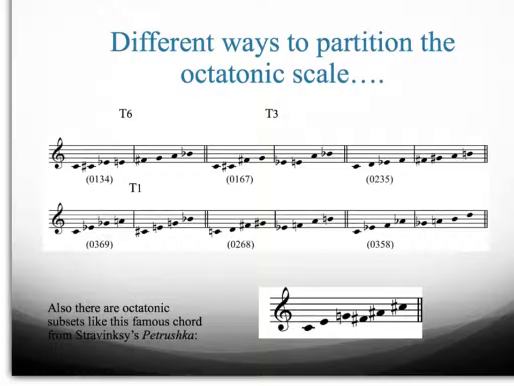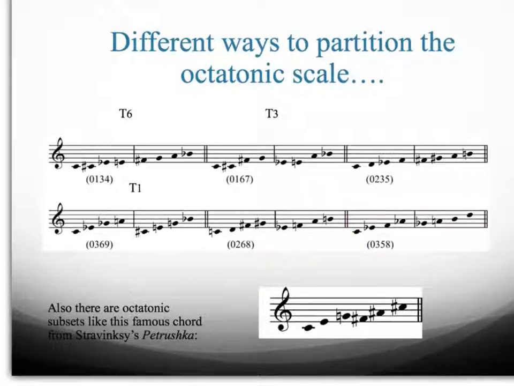The tetrachord Bartók uses in Song of the Harvest is 0-2-3-5, and what you do is you transpose it 6 semitones above, and you also get an octatonic 0-1. And you can do that with 3 other tetrachords as shown here.